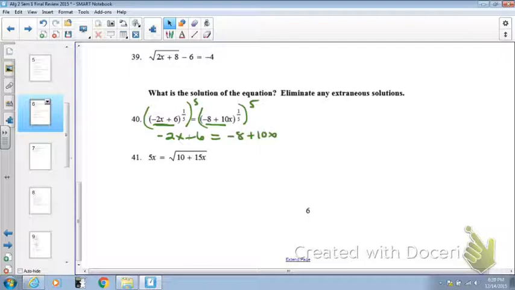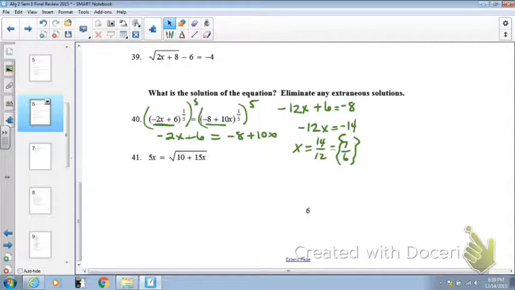And then I'm going to solve for x. So I'm going to subtract 10x, which gives me negative 12x plus 6 equals negative 8. And subtract 6, which is going to give me negative 12x equals negative 14. Divide by negative 12, x equals 14 over 12, which is 7/6. I'll give you a hint, that's the right answer. But you can always check and make sure if it's an extraneous value or not.